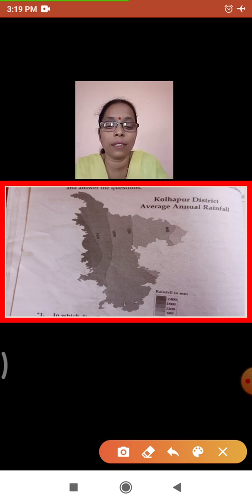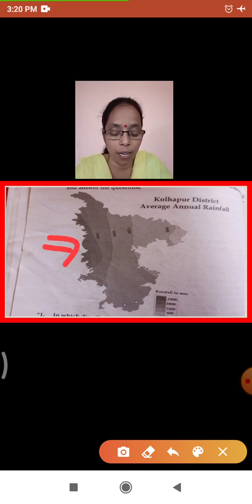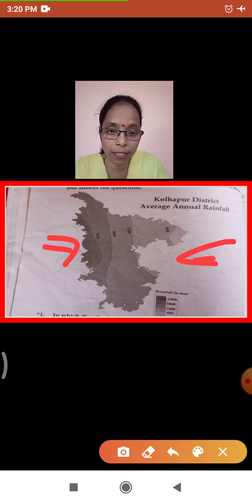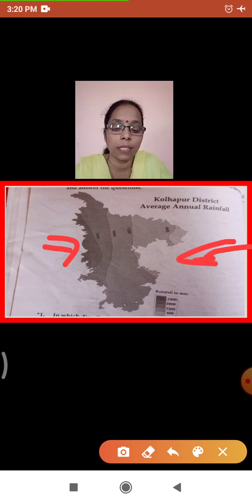Yes, it is in the western direction that the rainfall is more. Next, in which direction do you see the rainfall is decreasing? Tell me first. Yes, it is decreasing towards the east. Right? The rainfall is decreasing towards the east.